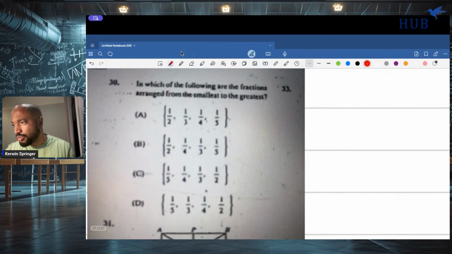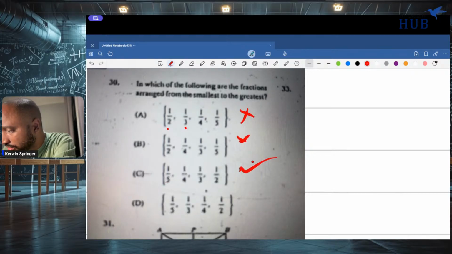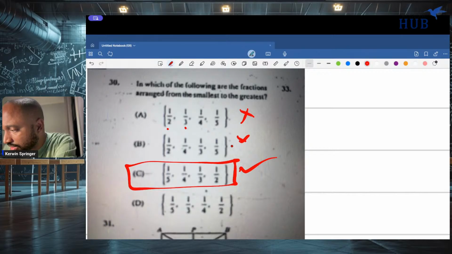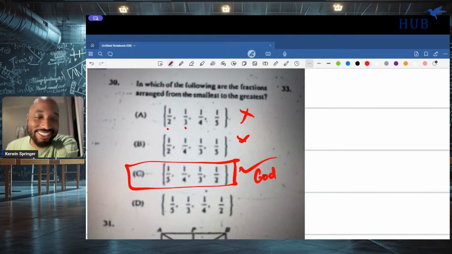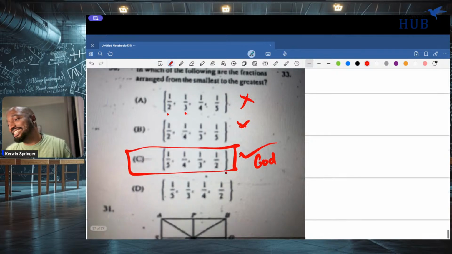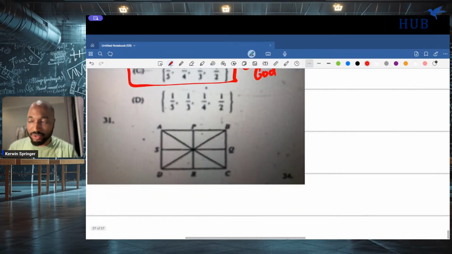In which of the following are the fractions arranged from the smallest to the greatest? 1/3 is not bigger than a half. Wrong. Smallest to the greatest. Right. Then you can put God out in the front here, because God is the greatest. God is the greatest. All right, next one. So the answer was C there.